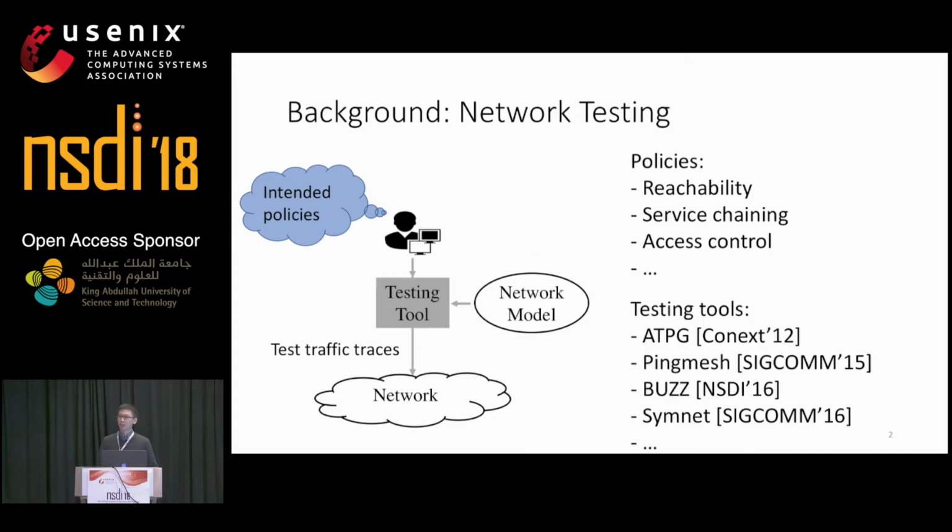Indeed, in recent years, we have seen a lot of great proposals aimed at how to efficiently generate those test traces if you want to test a single policy. For instance, ATPG, PMesh, BUS, and SIMnet were proposed in recent years. Typically, those tools take two parts of input: one is a high-level policy, and the other is a model of the network. As output, they efficiently generate the test traces that aim to test those policies.